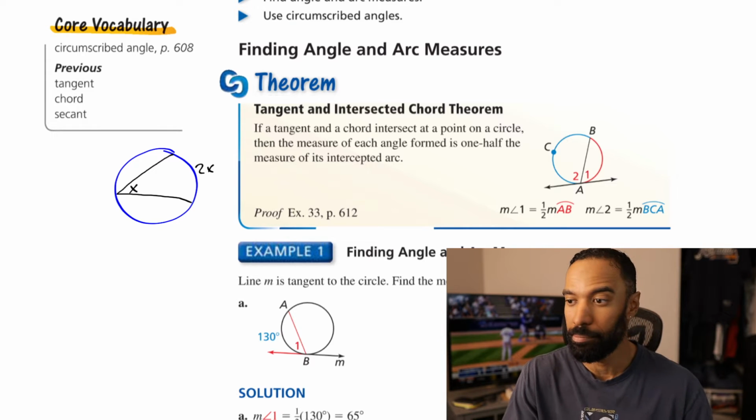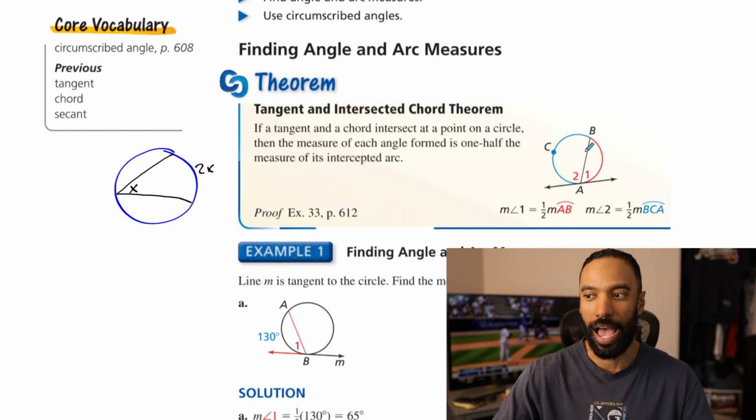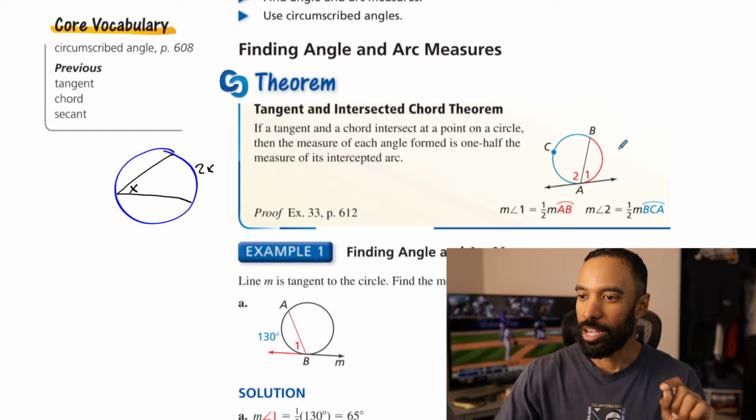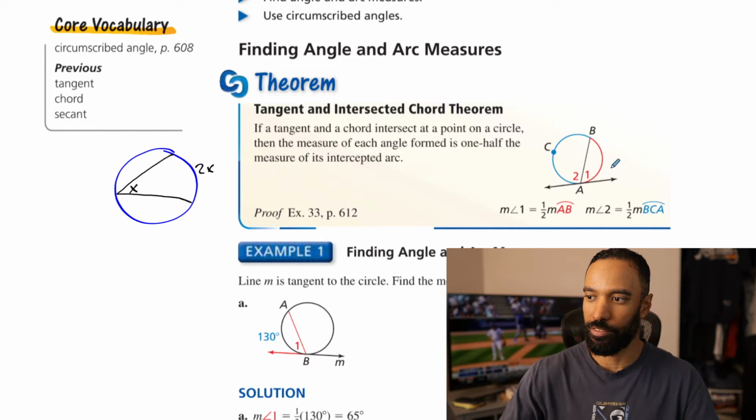Tangent and intersected chord theorem. I'm not going to remember that name, but here we go. If a tangent and a chord intersect at a point on the circle, not a radius, then the measure of each angle formed is half the measure of its intercepted arc.